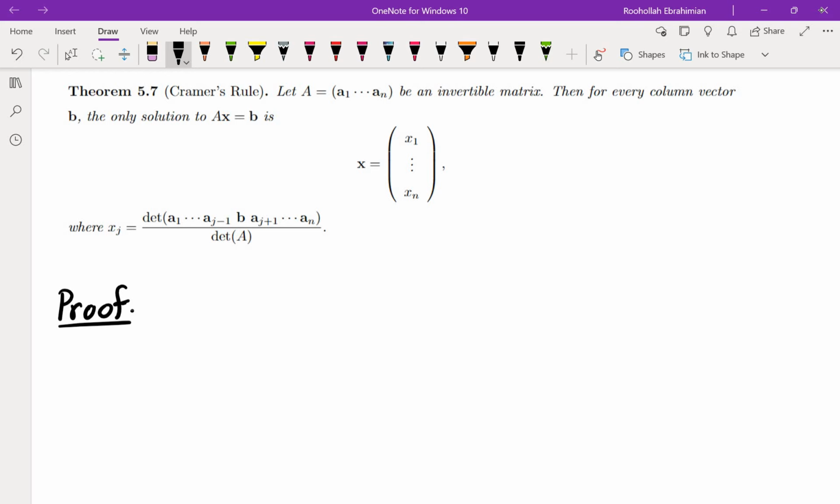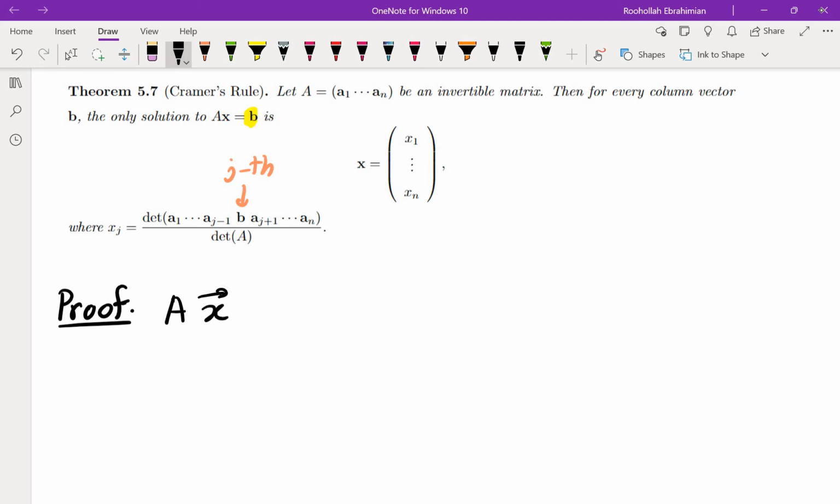and xj is given by the determinant of A1 through Aj minus 1, B, and then Aj plus 1 all the way to An. What does that mean? It means you take the jth column of A, you replace it with B, which is the other side of the equality, take the determinant, and then divide by determinant of A.